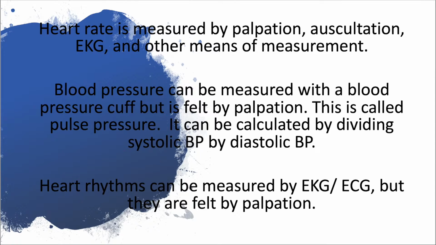Heart rate is measured or observed by palpation, auscultation, EKG, and other means of measurement. Blood pressure can be measured with a blood pressure cuff, but it is felt by palpation. This is called pulse pressure. It can be calculated by dividing the systolic blood pressure by the diastolic blood pressure. Heart rhythms can be measured by EKG, but they are felt by palpation.